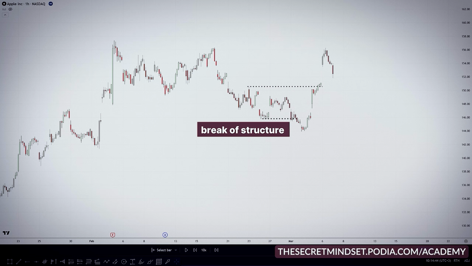First, the break of structure. Price breaks below a previous low. Then the change of character. A strong move up. It signals that the pullback might be over and the uptrend is ready to resume.